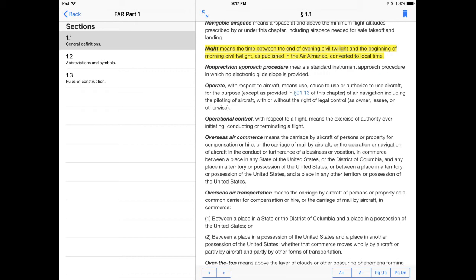So in our regulations, Chapter 1 has a ton of definitions for us. And we can see night defined here means the time between the end of evening civil twilight and the beginning of morning civil twilight, as published in the Air Almanac, converted to local time.